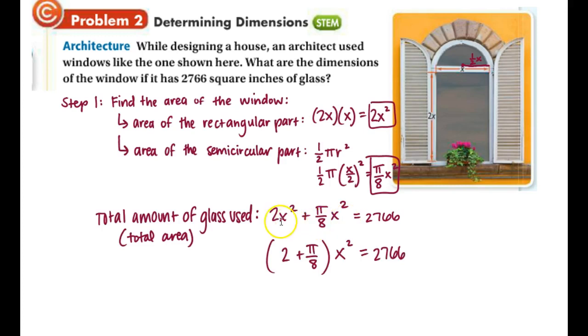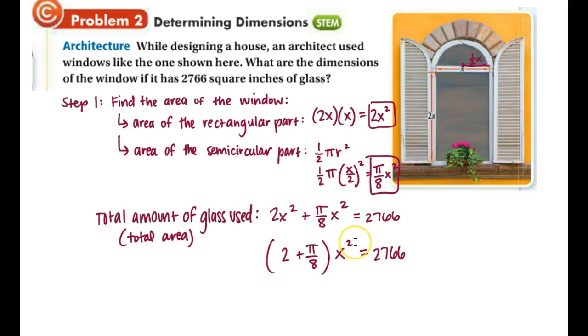Hopefully you notice that both terms had an x squared in it, so that means that's the GCF. So I'm going to be factoring out the GCF, which is x squared, and putting it behind. We've mostly put it in front, but the order or the location of the GCF doesn't technically matter. So in this case, I'm going to put it behind. So that means in parentheses we have 2 plus pi over 8.